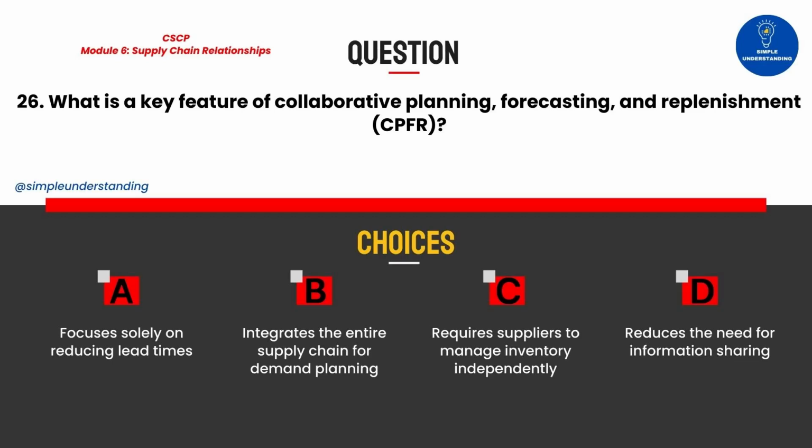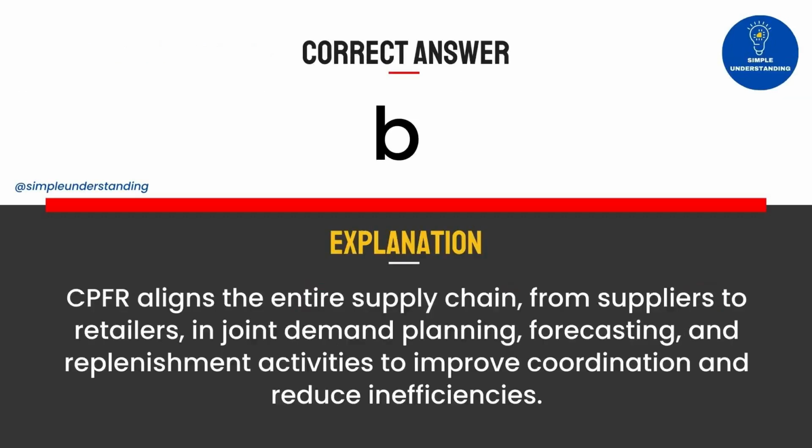26. What is a key feature of collaborative planning, forecasting, and replenishment, CPFR? A. Focuses solely on reducing lead times. B. Integrates the entire supply chain for demand planning. C. Requires suppliers to manage inventory independently. D. Reduces the need for information sharing. Correct answer, B. Explanation. CPFR aligns the entire supply chain, from suppliers to retailers, in joint demand planning, forecasting, and replenishment activities to improve coordination and reduce inefficiencies.